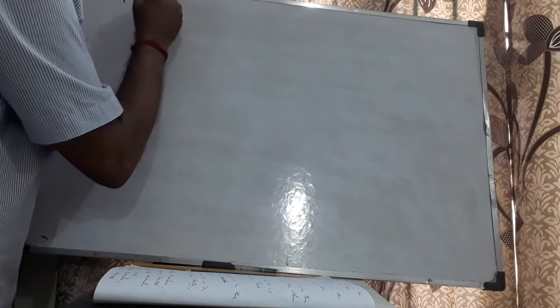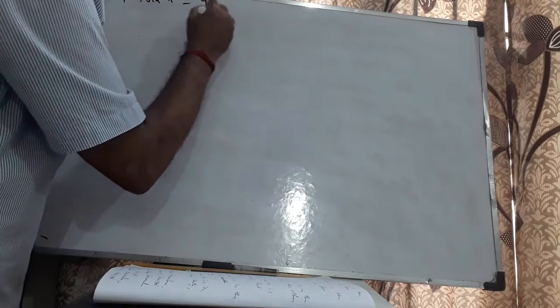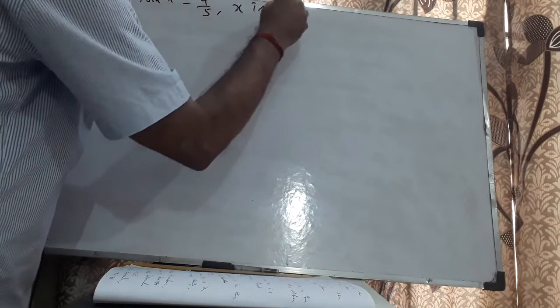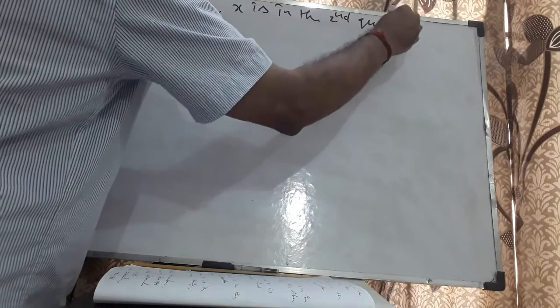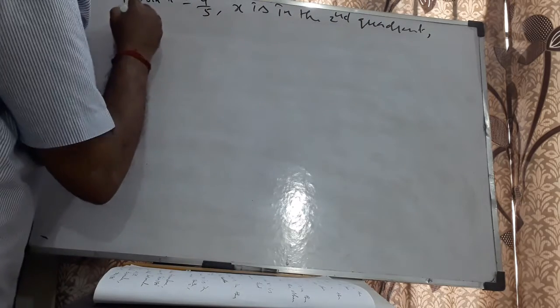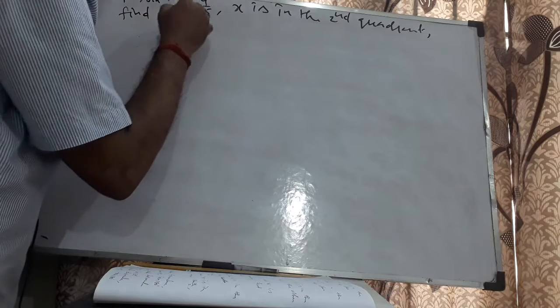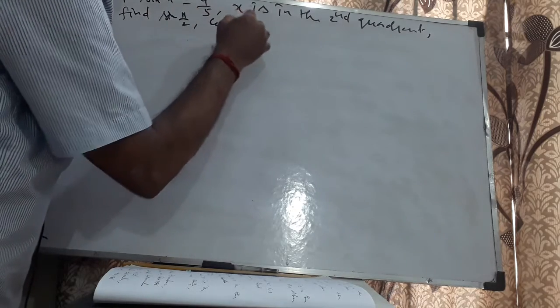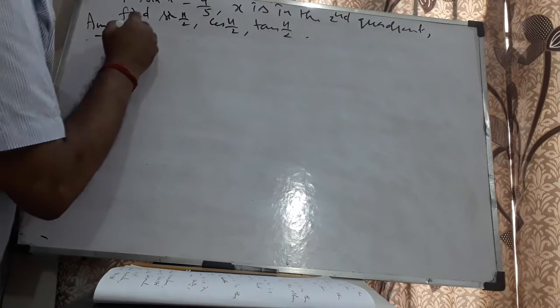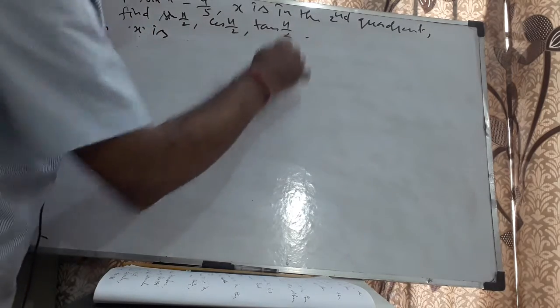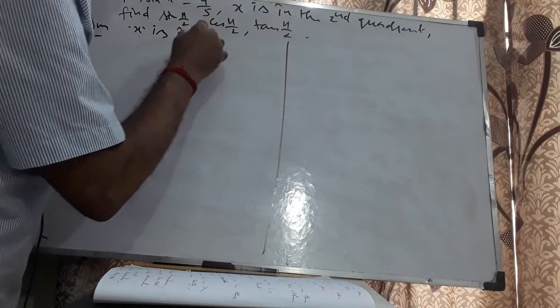If sin x equal to 4 by 5, x is in the second quadrant, find sin x by 2, comma cos x by 2, comma tan x by 2. Just listen carefully. X is in the second quadrant.